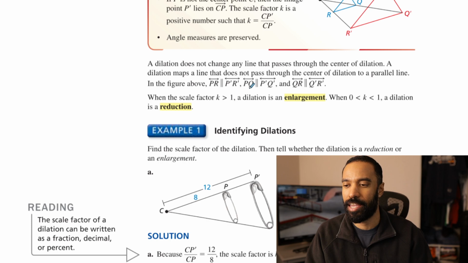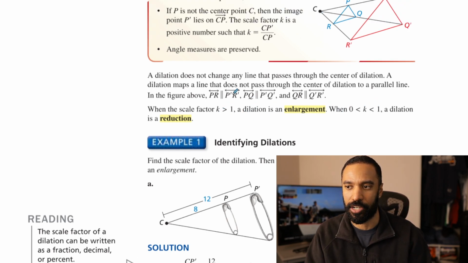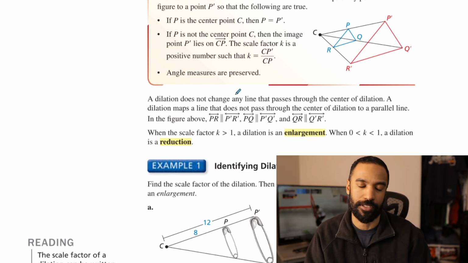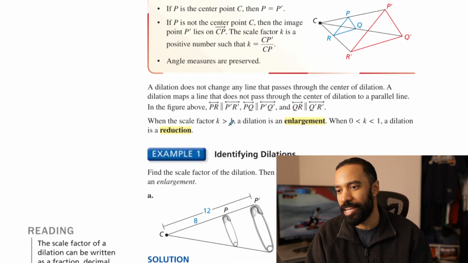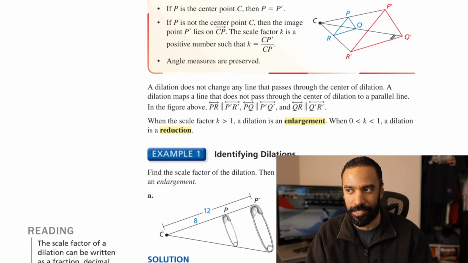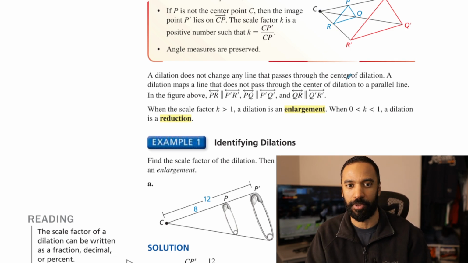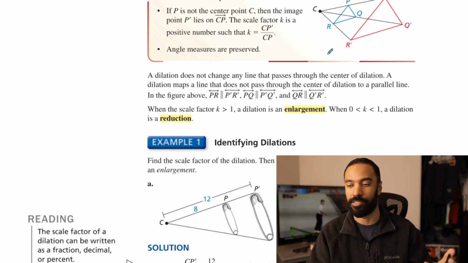When the scale factor k is greater than 1, a dilation is an enlargement. When k is between 0 and 1, a dilation is a reduction. K can be negative on graphs. We're going to see that. And if it's -2, it's still an enlargement, things like that. So k being 2 means your object becomes twice as long in every which way, and it's twice as far out from the center. When k is like 0.5, 1/2, then it's half the size.